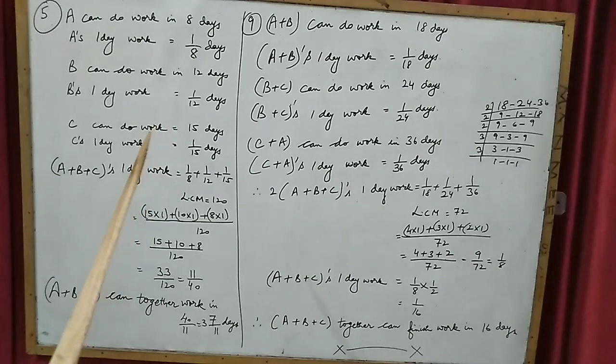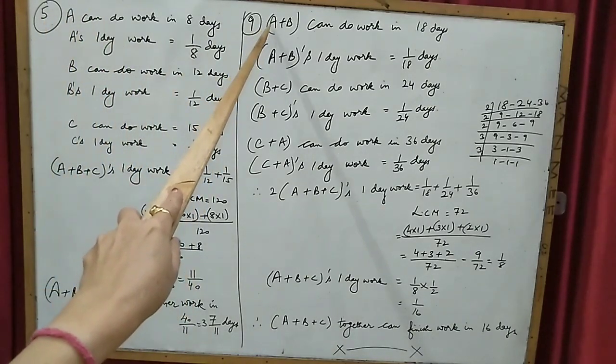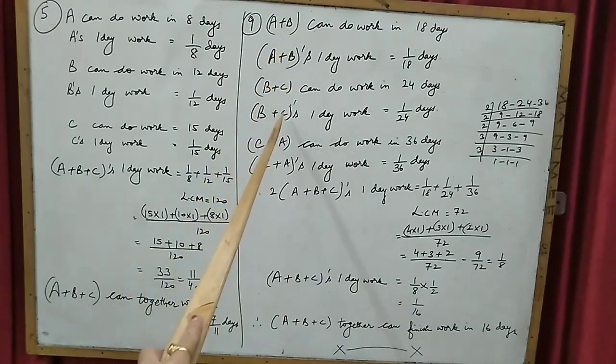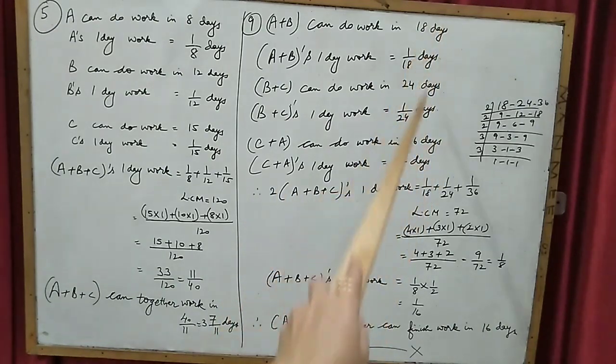Now children, see one thing. Here we have taken A, B, C, but we are having 2A here and here, 2B here and here, 2C here and here. So we will take A plus B plus C in bracket and 2 outside, because we are having 2A, 2B, 2C. So twice A plus B plus C's 1 day's work, we will add up all this.